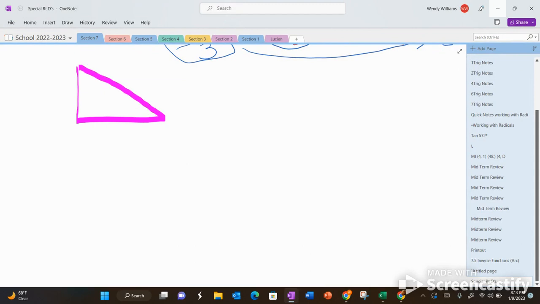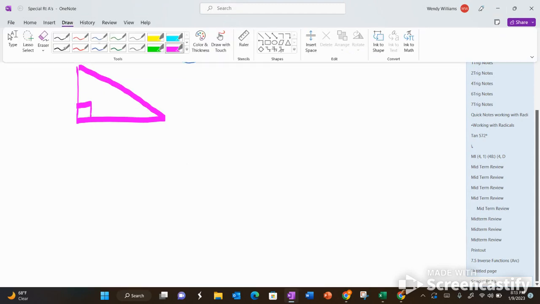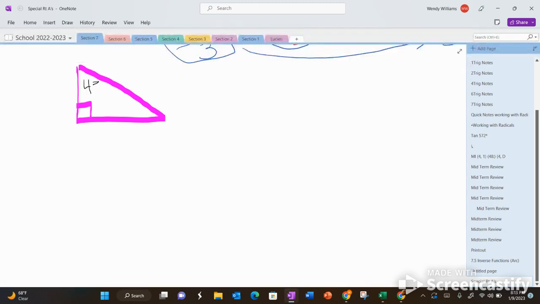45, 45, 90 are even easier. Why are they easier? Because there's only one special relationship. If this is a leg, that's a 1. If this is a leg, it's a 1. 1 and 1 is 2. Take the square root of it. It's a 1, 1, square root of 2 relationship.